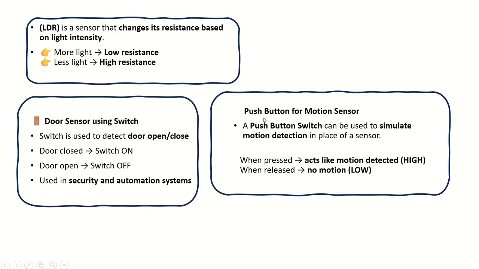So next is our push button for motion sensor. Sorry, I made a mistake here. A push button switch can be used to simulate motion detection in place of a sensor. When pressed, it acts like motion detected. When released, no motion. So we have also used a push button for the motion sensor. We connect the motion sensor to pin number 5.